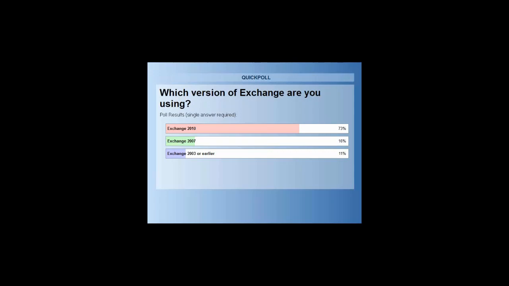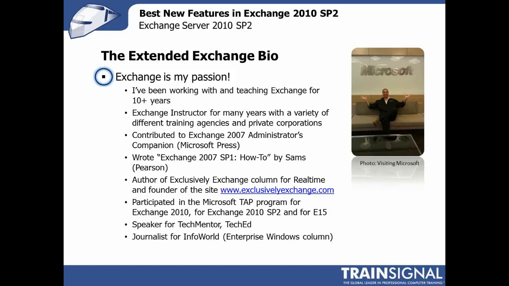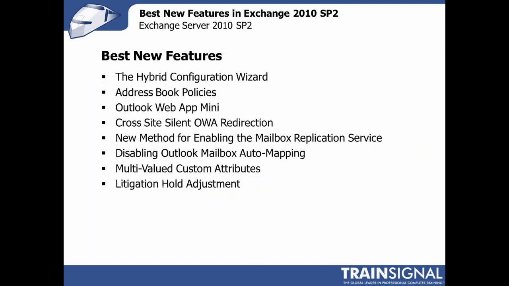Okay, so let's start looking at the features that we're going to be discussing for Service Pack 2. There's the Outlook Web App Mini, cross-site silent Outlook Web App redirection. There's a new method for enabling the mailbox replication service. There's an easier way of disabling Outlook mailbox auto mapping. And there's multi-valued custom attributes that have been added, as well as an adjustment to litigation hold.